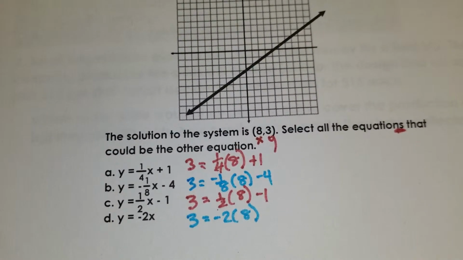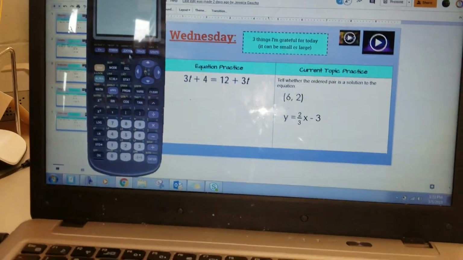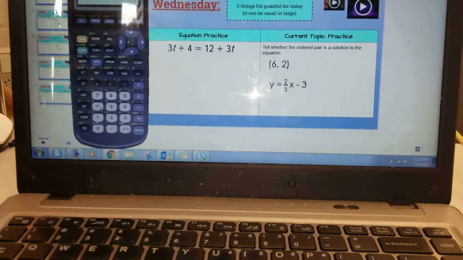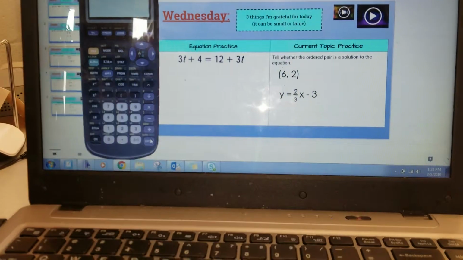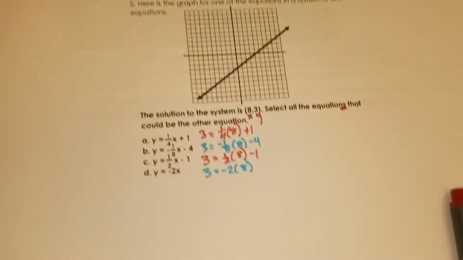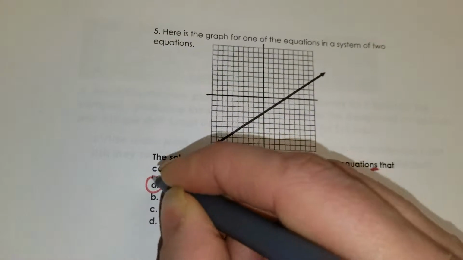Sorry if you get motion sickness from this because I'm going to keep going back and forth. We have 1/4, so remember you need to type that in parentheses times 8 plus 1. Well, that equals 3. Woohoo! So that's a possible answer.